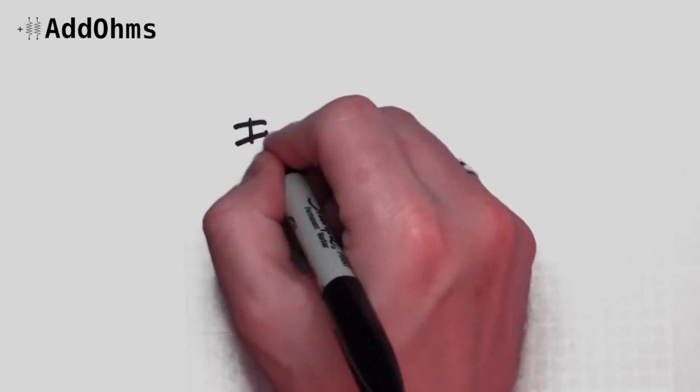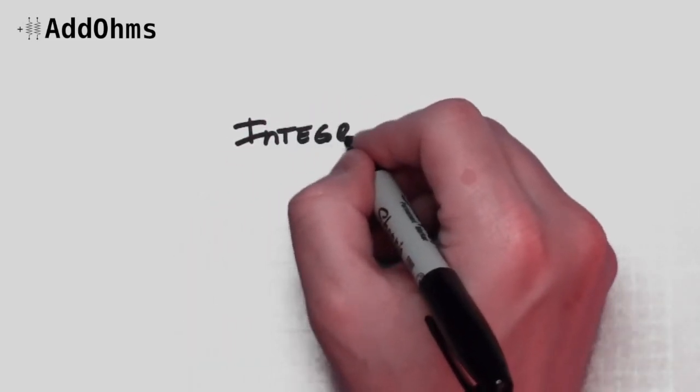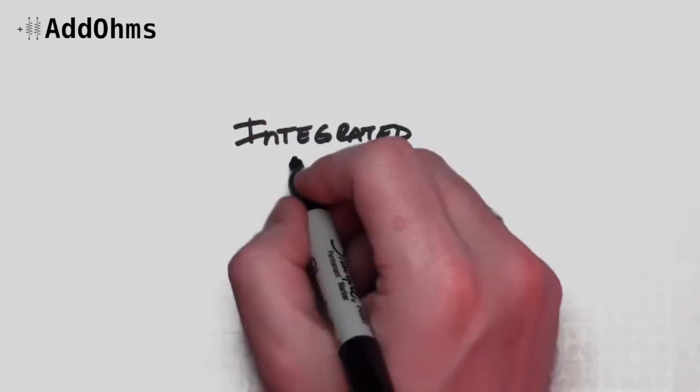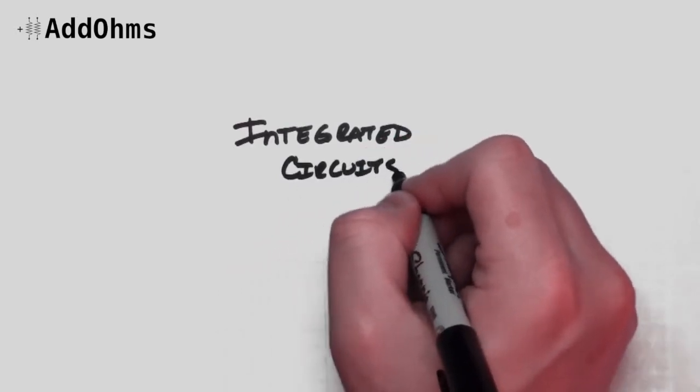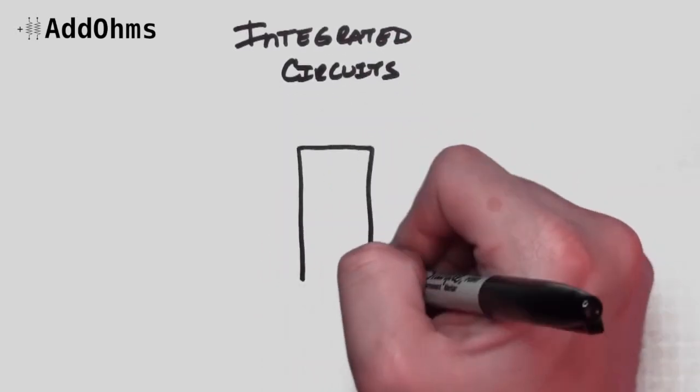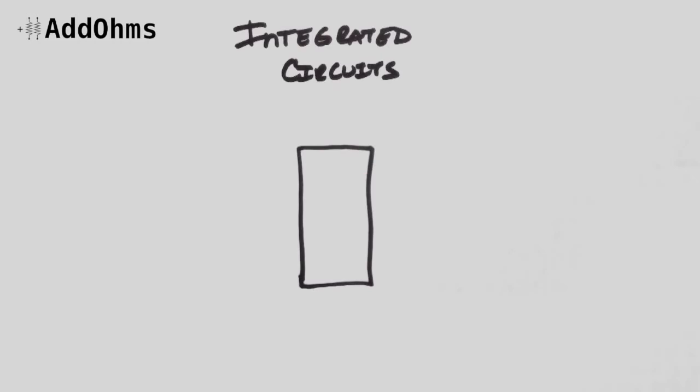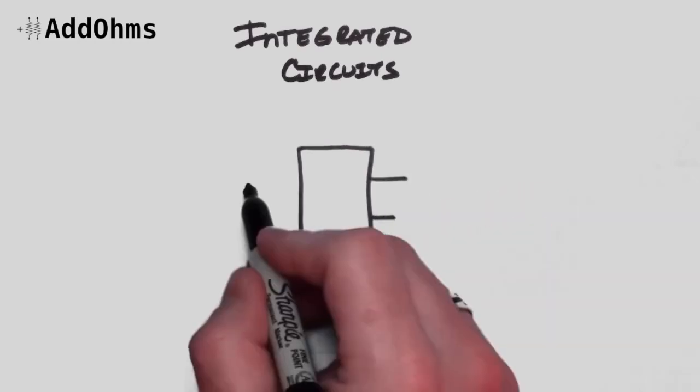There are all kinds of different types of integrated circuits, also known as ICs. So here we're just going to look at the basic parts of an IC symbol. Usually for an IC, the base is some type of rectangle. Each of the pins of the IC will be drawn with a line.